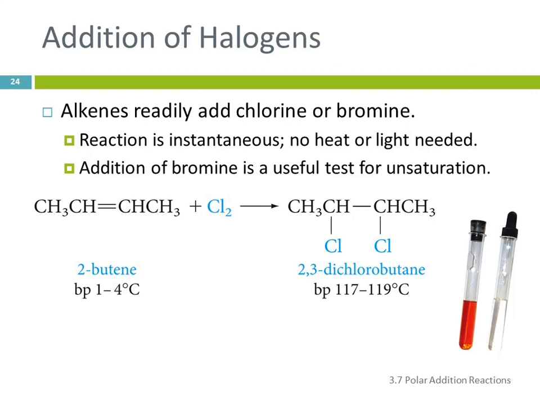So this is a very easy test. You add a little bromine to the solution. If the color disappears, it's unsaturated. Organic chemistry has a lot of little tests like that. So what happens here with the 2-butene is that a chlorine atom adds to one carbon and the other chlorine atom adds to another.